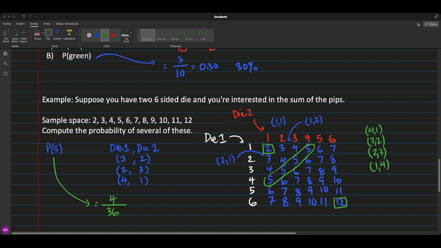Alright. Sorry, I'm just writing something really quickly. I lost my little paper. There we go. I was like, where did it go?